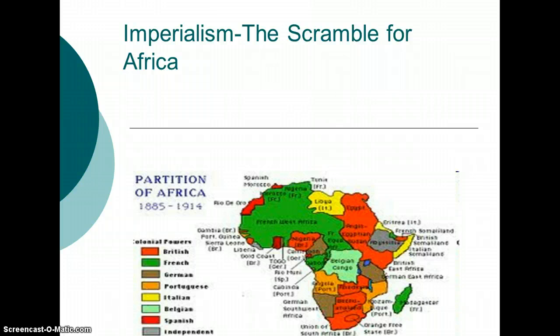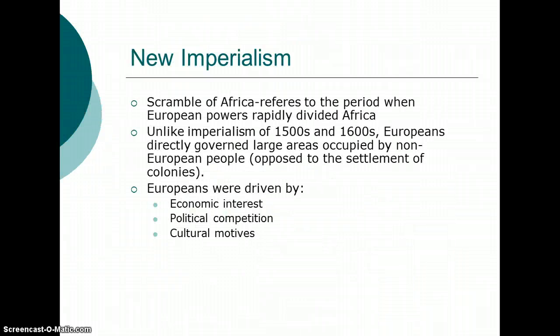Now, the map below is the map of Africa and its territories from 1885 to 1914. Anything red is British or orange, and anything green is French. We can see from the map that the two greatest and biggest colonies at the time were France and England.